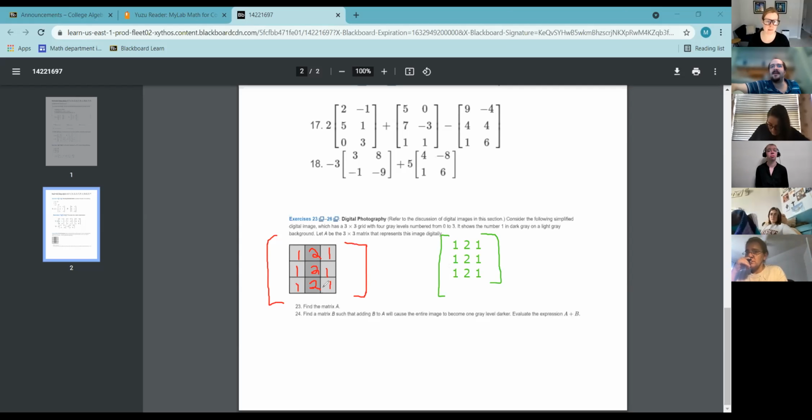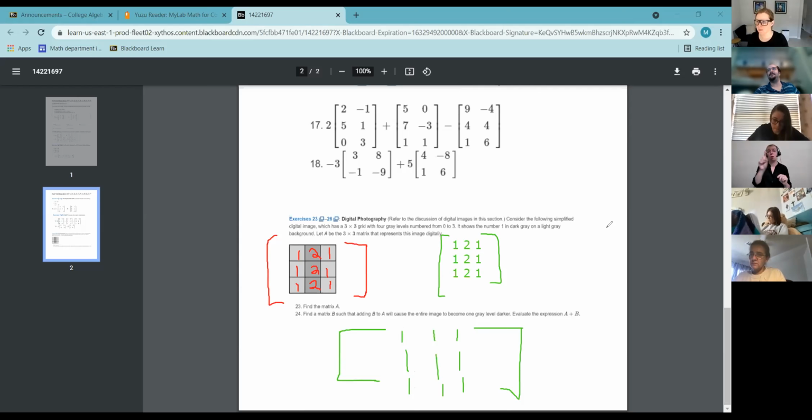And so they want to find matrix A. I believe this is matrix A, right? And then find B such that when we add B to A, it will cause the entire image to become one gray level darker. For matrix B, we have all ones. What are the dimensions? It's a 3 by 3 matrix with everything one. That's basically all they're saying. So when we add it to this one, each number is going to get added by one. It's going to make it one scale darker, right?